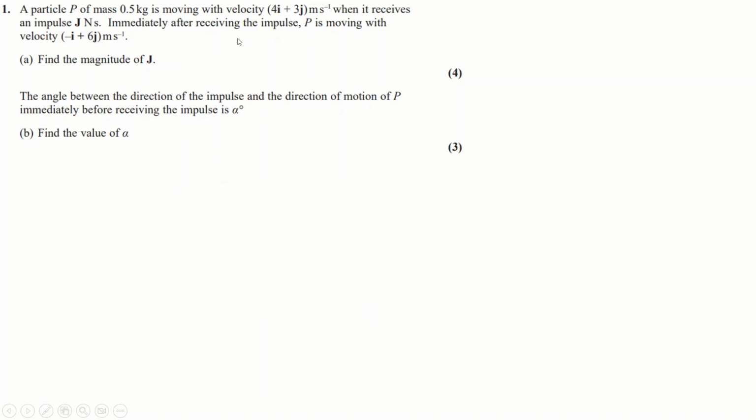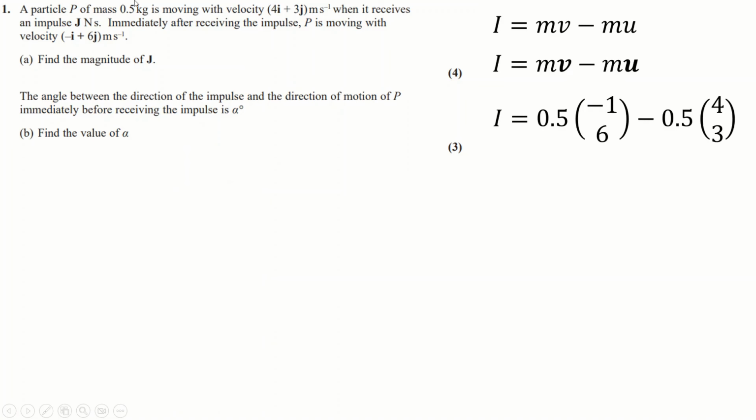So an impulse is mv minus mu. You're allowed to use vectors in here if you want to, so I've just made them bold to signify they're vectors. m is 0.5, this is u, this is v. We can just multiply these things out and collect them, so minus a half minus 2 is this, and then 3 minus 1.5 is that. So that's our impulse.